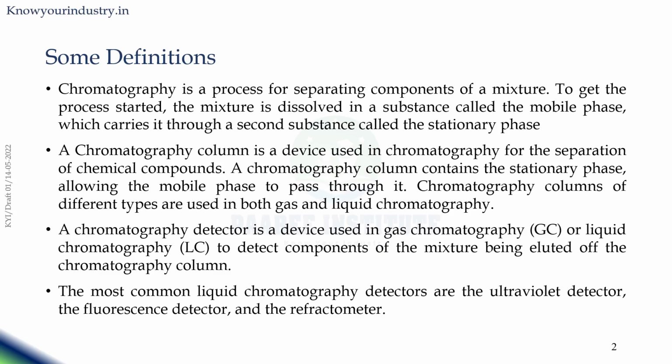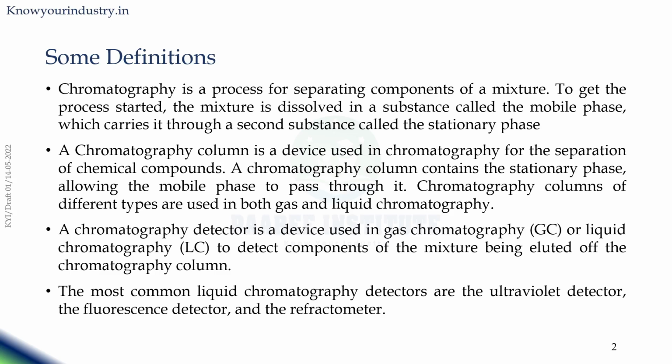Then the chromatographic column, which is a device used in chromatography for the separation of chemical compounds. A chromatographic column contains the stationary phase, allowing the mobile phase to pass through it. Chromatographic columns of different types are used in both gas and liquid chromatography. The column basically contains the stationary phase in the form of silica gel or something else, and the mobile phase goes through the column.